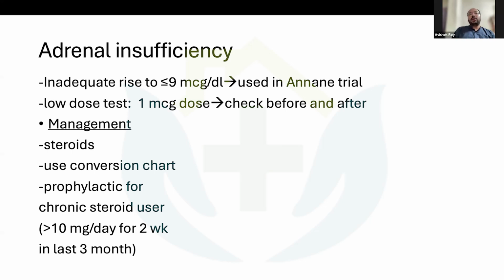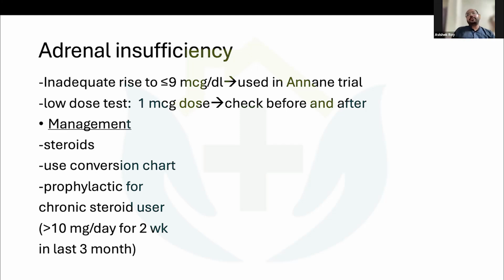Management of adrenal insufficiency is simply giving steroids. So you give steroids, you adequately resuscitate the patients by giving adequate fluids, and you need to look out for patients who are candidates for developing adrenal insufficiency, especially the ones who are on chronic steroid use. The definition of chronic steroid use is different in different textbooks. In many areas they mention it as 5 mg per day for more than 4 weeks, at least within the last 3 months.